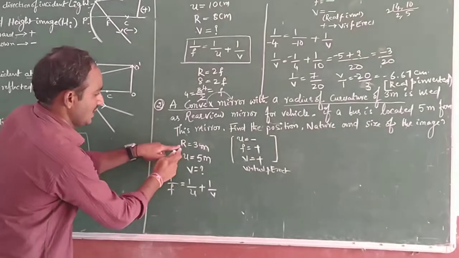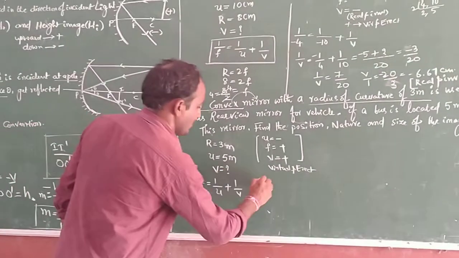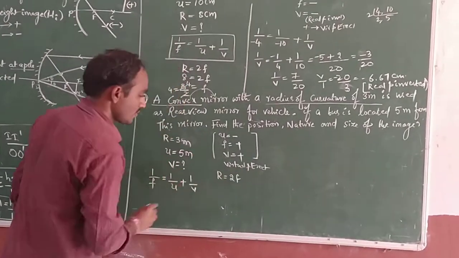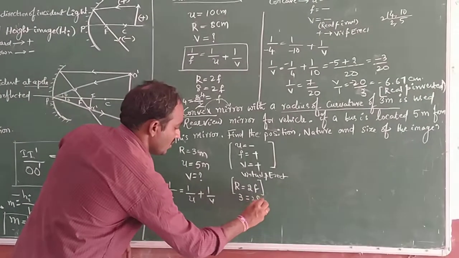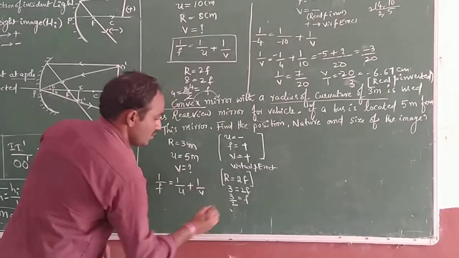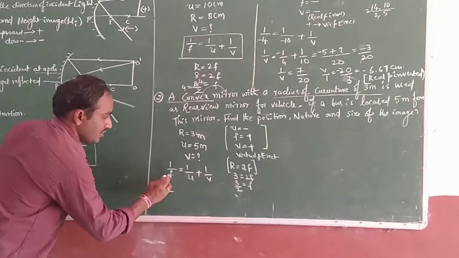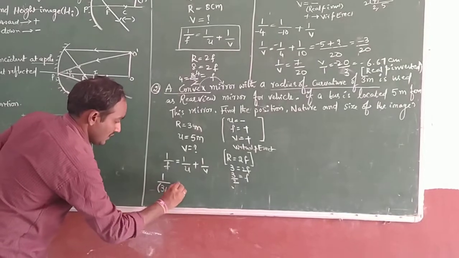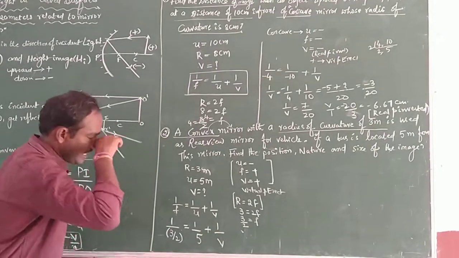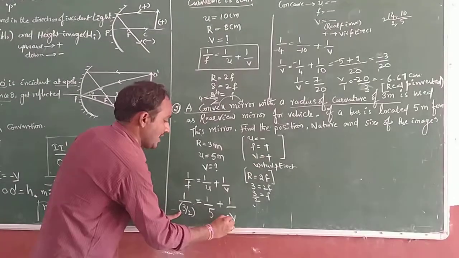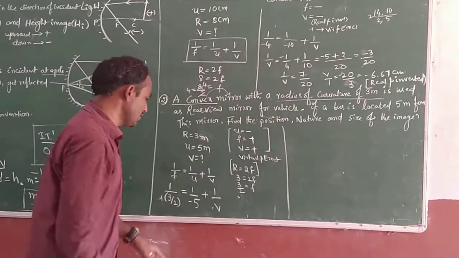1 by F: here R is given, so we use the relation R is equal to 2F. R is 3, so 3 is equal to 2F. Then F is equal to 3 by 2. So here we substitute: 1 by F, F is equal to 3 by 2, is equal to 1 by U, U value 5, plus 1 by V. According to the convention law, F value plus, U value minus. So simplify this.